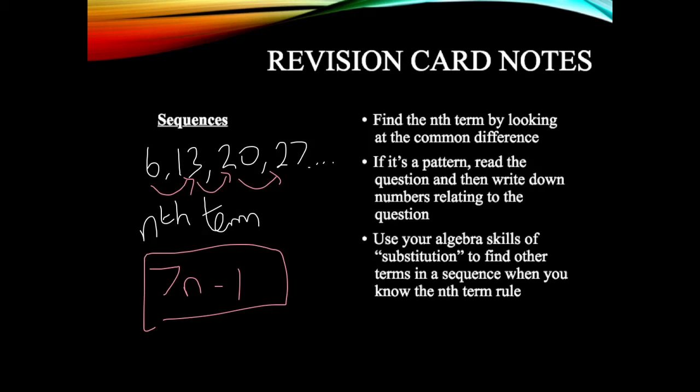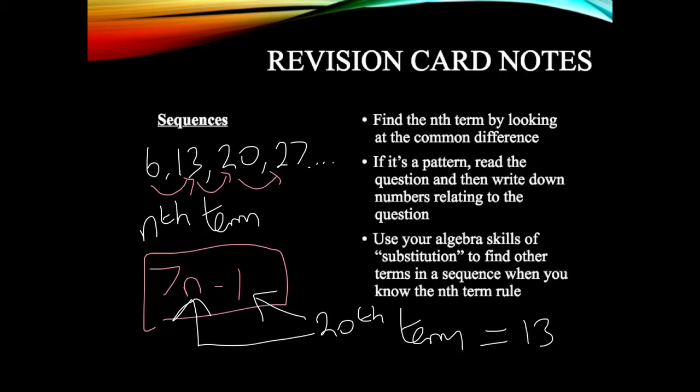If it's an actual pattern, it might be dots, it could be matchsticks, it could be anything like that. Write down what the number is in the sequence, and if there's more than one thing, read the question carefully, then write down the numbers. And if you're asked to work out what the 20th term of this sequence is, we're going to use our algebra skills and substitute 20 in for when it says n. In this case you do 7 times 20, which is 140, take 1, which is 139.